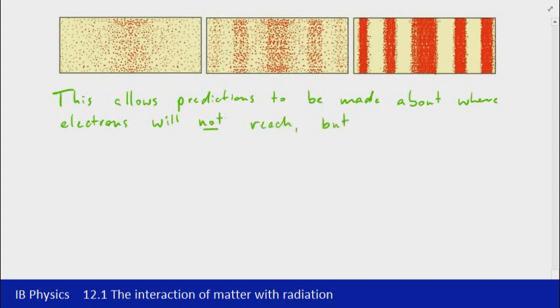But for individual electrons, we can't really predict where they're going to appear. We can't fire a single electron and say, this is where we expect it to be, because it could be in any one of those regions. So for individual electrons, predictions are not possible.